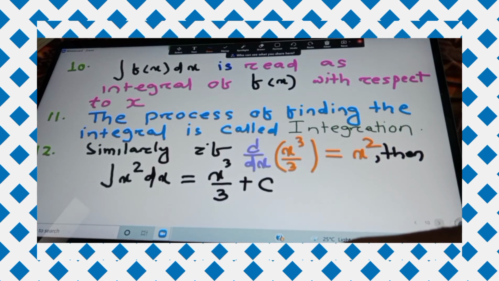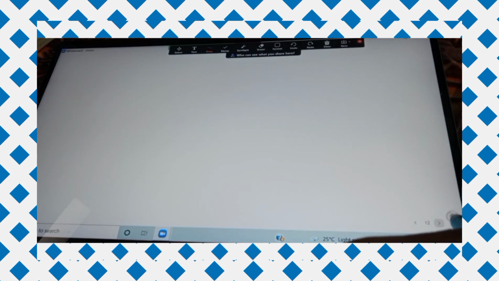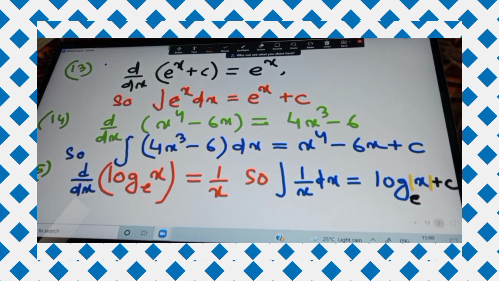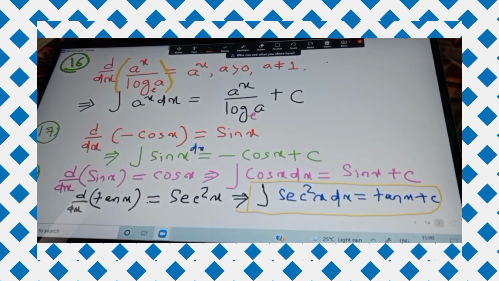Once again, look here. Look at the formula, the important vital formula we discussed with the help of examples, and practice it.